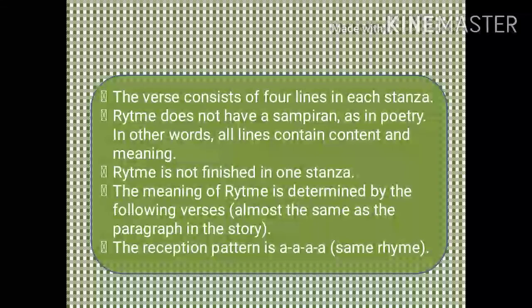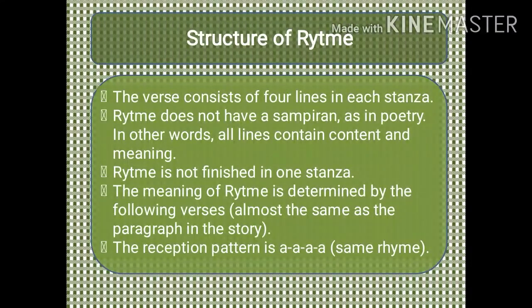Next is structure of rhyme. The first consists of 4 lines in each stanza. Rhyme does not have sampiran as in poetry. In other words, a line contains a meaning. Rhyme is not finished in one stanza. The meaning of rhyme is determined by the following verses, almost the same as the paragraphs in a story. The rhyme pattern is a or same rhythm.